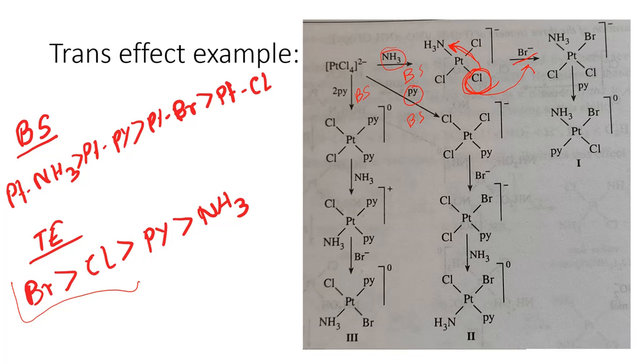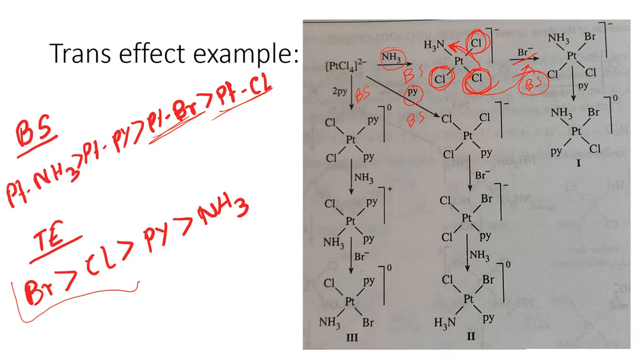We are trying to replace the other Cl-, right? Because we are substituting the other chlorides. If we try to replace these chlorides, the trans effect would not come into the picture because of the symmetric nature. Now we have to think about the bond strength. The platinum bromine bond has a greater bond strength than the platinum chlorine bond. So definitely one platinum bromine bond is formed instead of the platinum chlorine bond, and bond strength comes into the picture.